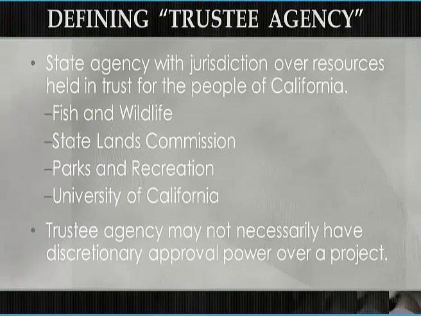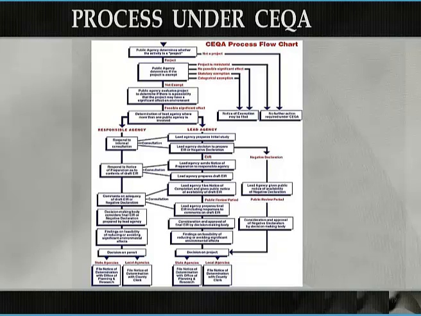Trustee agency is another term that's used under CEQA, and it's mainly a way to make sure that some of these state agencies that hold resources in trust in the state of California are able to be involved in CEQA projects, even if they're not necessarily a responsible or a permitting agency. The CEQA guidelines list the 4 state agencies that I have here as being trustee agencies, but it's not limited to those 4. And again, a trustee agency will get involved in the project in a similar way as a responsible agency, even though they don't necessarily have that discretionary approval over a project.